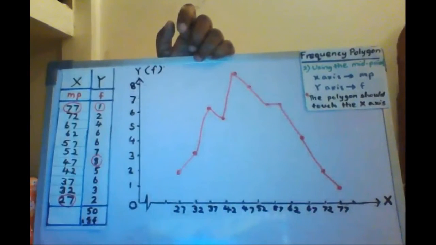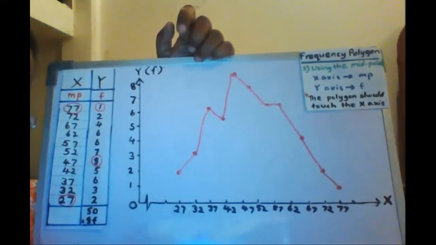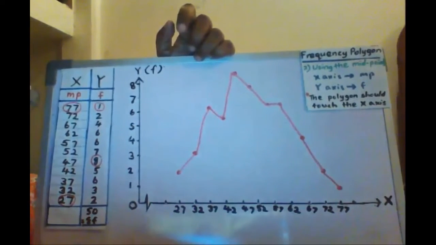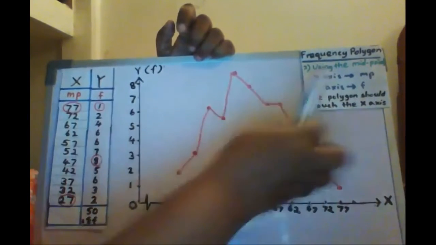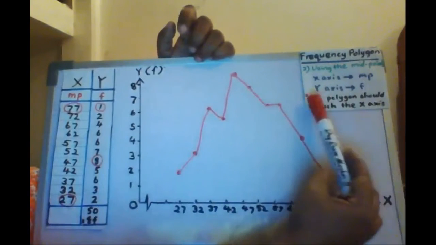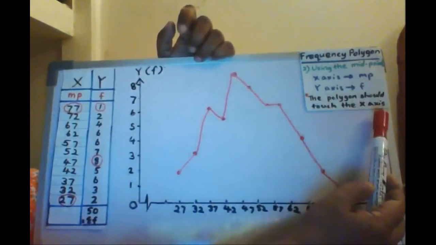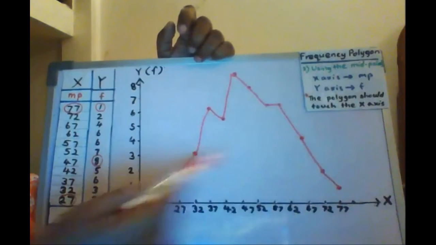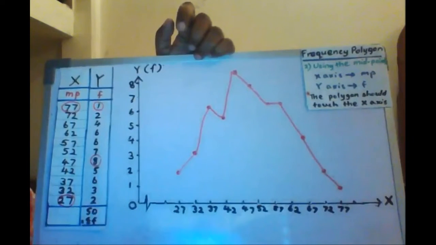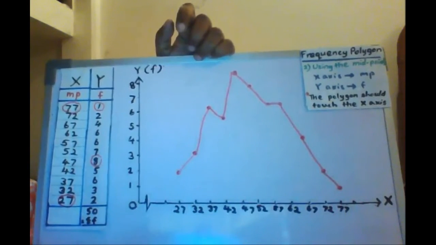Now, can we stop at this place? No. Why? There's a condition. What is the condition? Here. The polygon should touch the x-axis. This is the polygon and it should touch the x-axis.